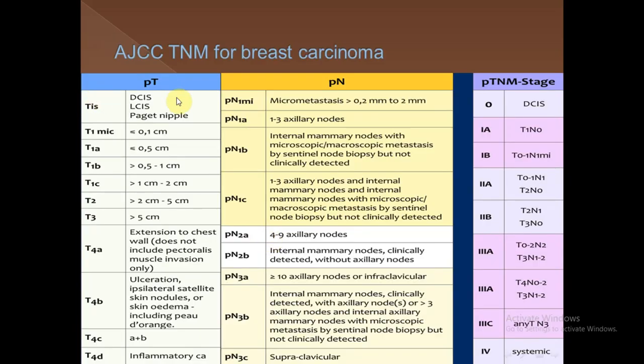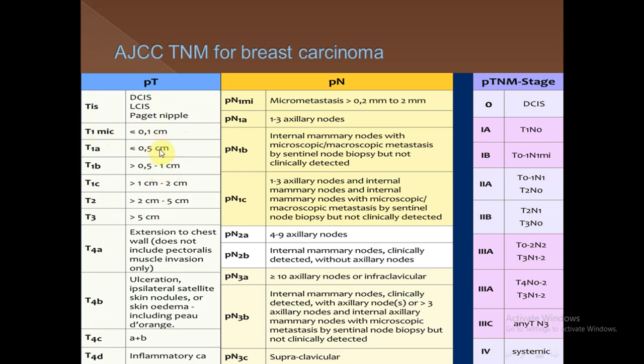Now the staging system for breast carcinoma. This is the American Joint Committee on Cancer staging. This depends on the primary tumor, lymph node status, and distant metastasis. For the primary tumor, we have Tis, which includes in situ carcinoma, whether ductal carcinoma in situ, lobular carcinoma in situ, or Paget disease. And then we have T1, T2, T3, and T4. This depends on the size of the tumor.